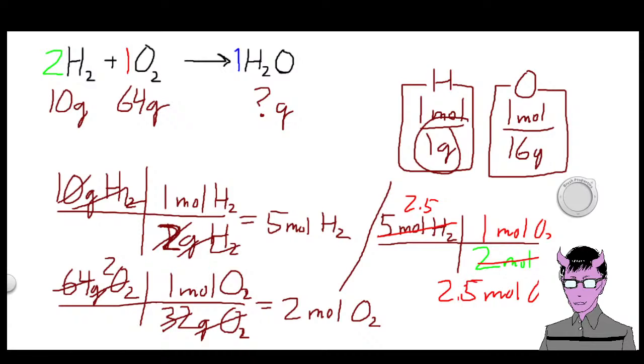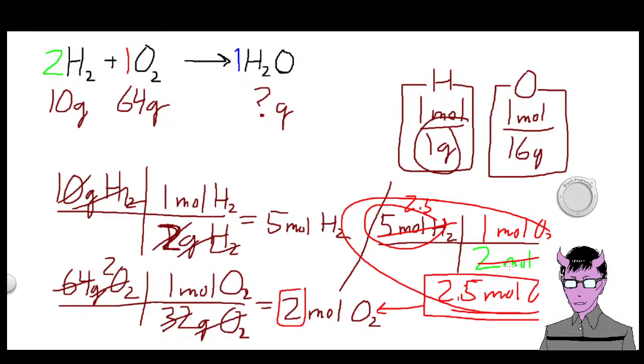But what does that mean? That means that we require 2.5 moles of oxygen in order to use up 5 moles of H2. Do we have enough? No, we don't. We only have 2 moles worth of oxygen, and that's okay. Nothing to worry about. We haven't wasted our time by doing the work here, because we know that we don't have enough oxygen to use up all 5 moles of H2 because we require 2.5.